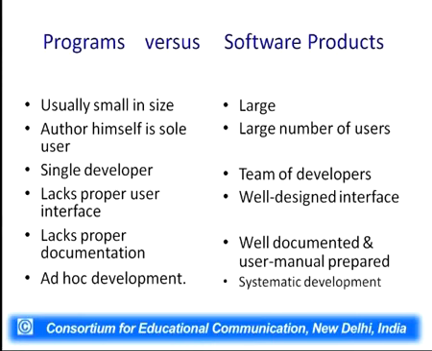Next, the author himself is the sole user in the case of a program. Programs are generally written as an academic exercise or even as an exercise in companies, but basically the author only runs it and the author is the owner of that. But in the case of software products, these are aimed to be used by a very large number of diverse users. So, they are more diversified in their usage and they have to be more simplistic in their usage.